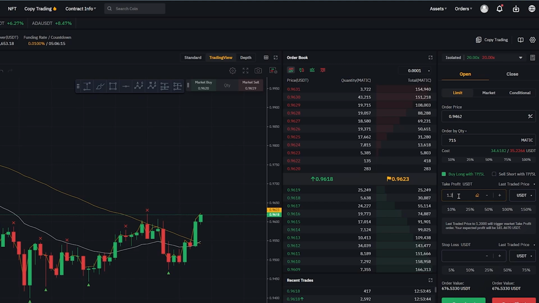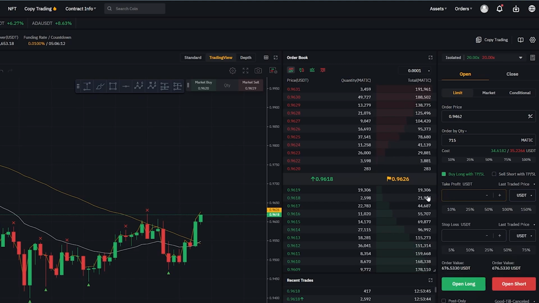As always, you can change this later, so I'm just going to leave it blank and you can always change your stop loss later as well. But for those of you who are trading with stop loss and taking profit, you want to make sure that you input these two here. So I'm going to click on go long.